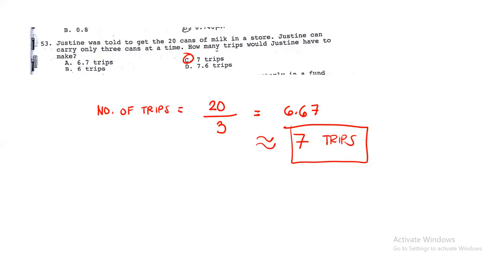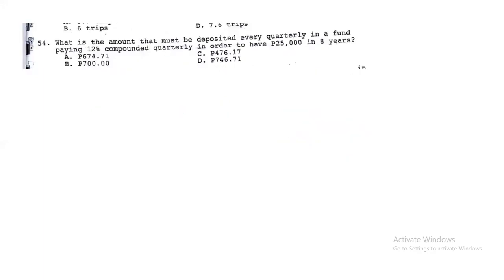So, next tayo. 54. What is the amount that must be deposited every quarterly in a fund paying 12% compounded quarterly in order to have 25,000 in 8 years? Itong tanong na to, 3 beses itong naulit. Naulit na ito kanina, ngayon naulit ulit and mauulit pa ulit ito mamaya. Since paulit-ulit itong tanong na to, pabigay na sa atin to, dahil alam natin sagutin to. So, wag tayo magkakamali dito, no?